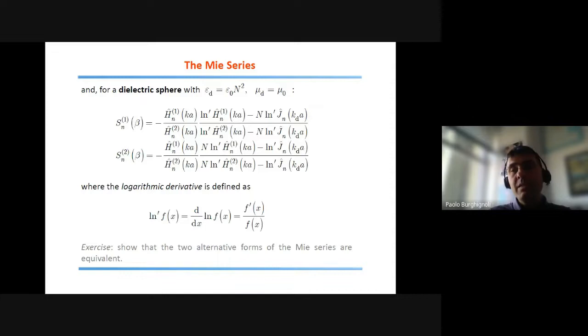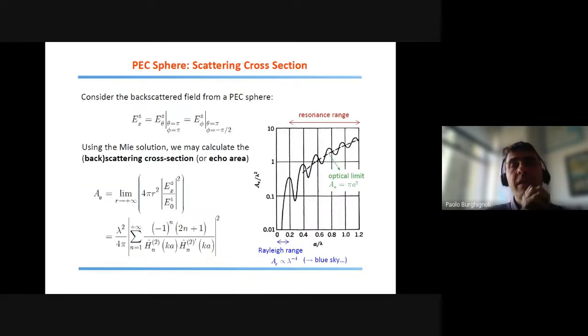Once you have the Mie series representation for the scattered field, you can evaluate interesting things, like, for example, the backscattered field from a perfectly conducting sphere. So you can calculate the backscattering cross-section, also known in the radar realm as the echo area of this scatterer. This is defined by this limit of the ratio between the squared amplitudes of the scattered and incident fields multiplied by r squared. And by employing the Mie series, you will find a quite compact expression for the echo area, which is reported here below.